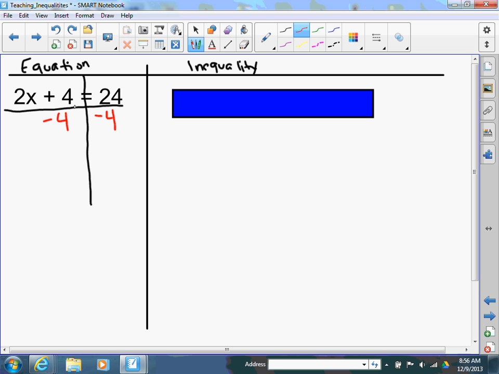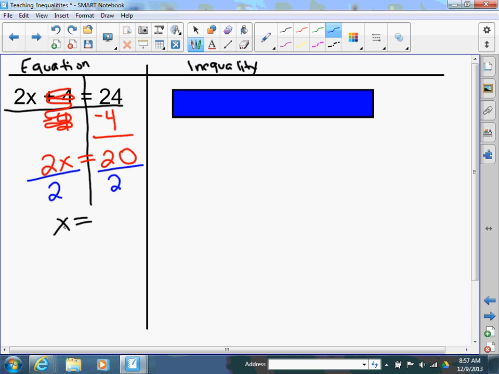Now what happens to add 4, subtract 4? Okay, these give us 0. Okay, 24 positive and 4 negative gives us 20. Okay, bring down the equal sign. It's equal to 2x. All right, now what will I do? Divide both sides by 2. Okay, that gives us 1x is equal to, what's 20 divided by 2? 10. We get x equals 10.